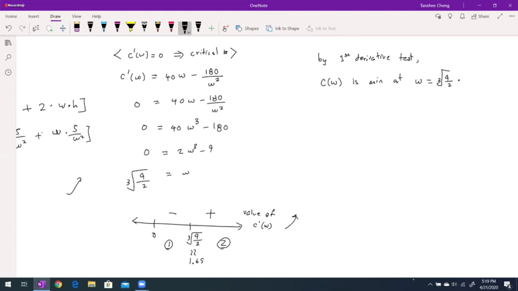The question is asking to find the cost of the material for the cheapest container, so we want the cost. To answer the question, we substitute the cube root of 9 over 2 into the cost function, which is 20 times the width squared plus 180 over the width. So that is the cube root of 9 over 2 in both places. Let's use the calculator and approximate this.